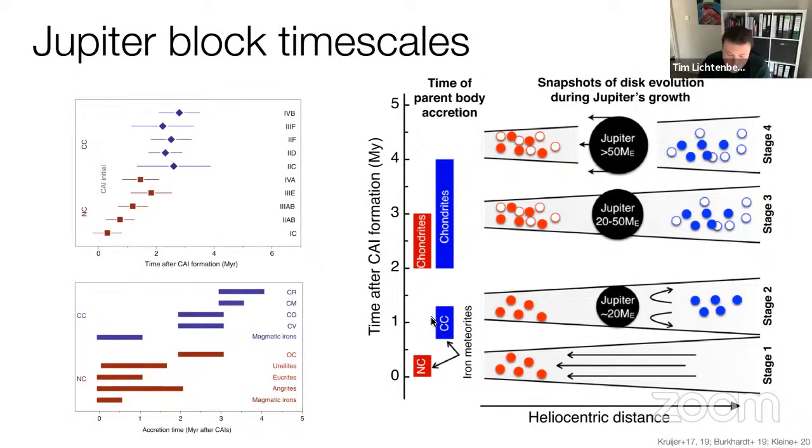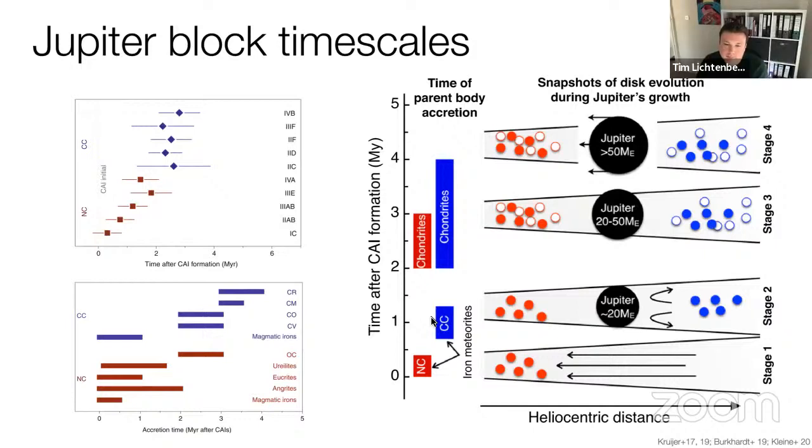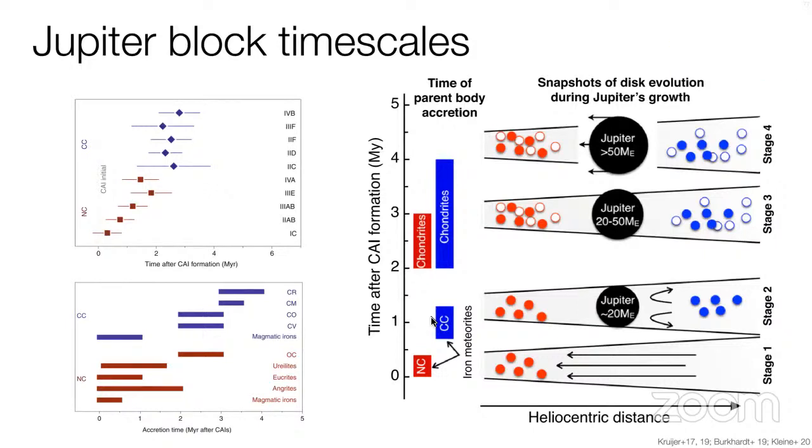I think we need to look much more deeply into what this means for devolatilization, and maybe in synchronization with laboratory experiments on that problem. Absolutely. It's just an interesting observation that some of the CCs, like the CV chondrites, are actually more volatile depleted than some of the NCs, such as the enstatite chondrites. So I'm not sure how these pieces fit together, but it's an interesting problem.